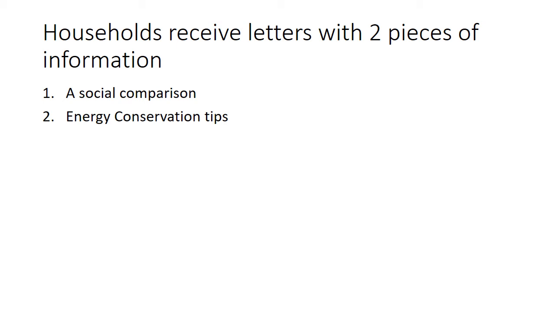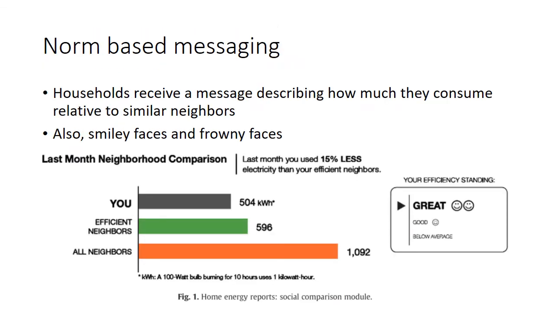Households receive letters with two pieces of information. One is a social comparison, and two, an energy conservation tip. The social comparison is a norm-based message. Households receive a message describing how much they consume relative to similar neighbors. They also receive smiley faces or frowny faces saying they're doing great relative to their neighbors, or they're consuming more than their neighbors.